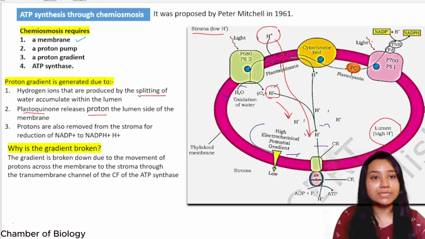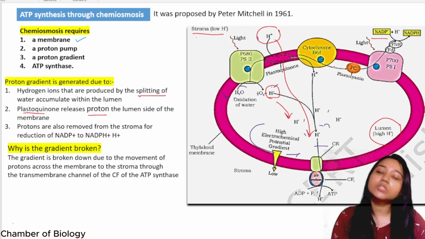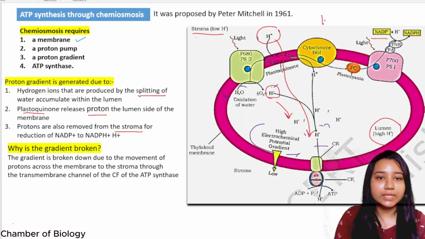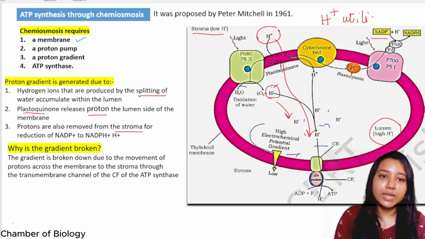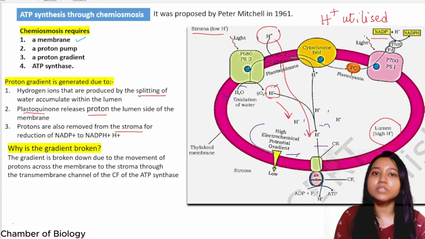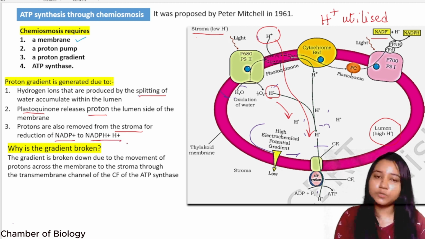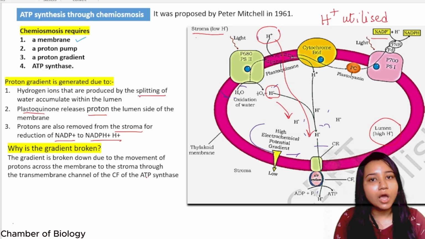And also the NADP plus, which is going to accept the electron, is going to be reduced as well. So the protons are also removed from the stroma, because the H plus in the stroma region are going to be utilized. As the H plus are utilized, there will be low H plus. That's why the reduction of NADP plus to NADPH plus H plus also reduces the protons in the stroma region, and that is why this gradient is forming.